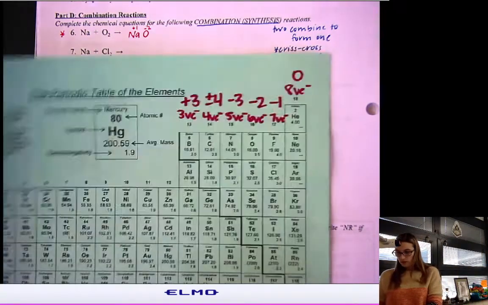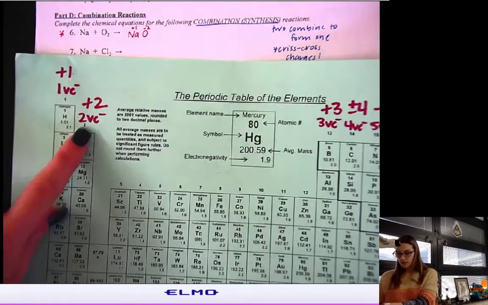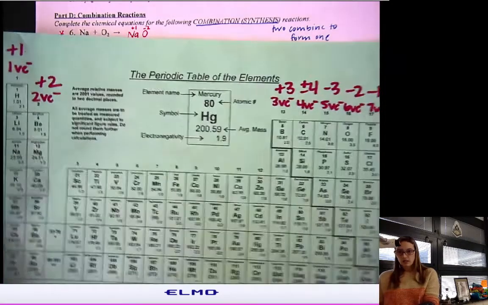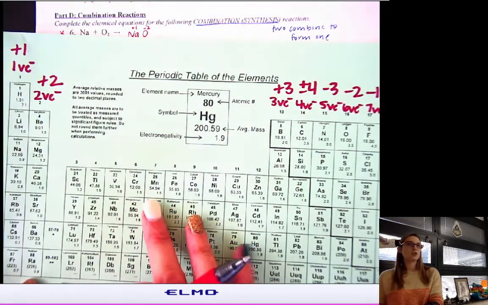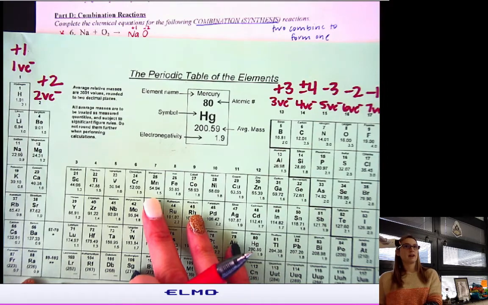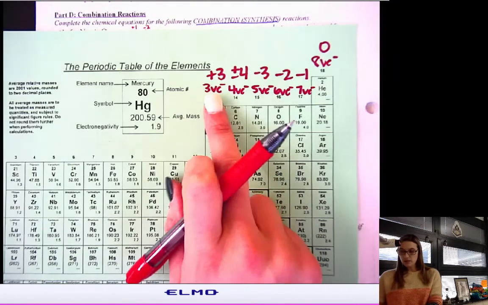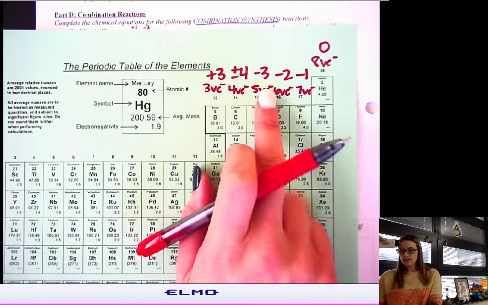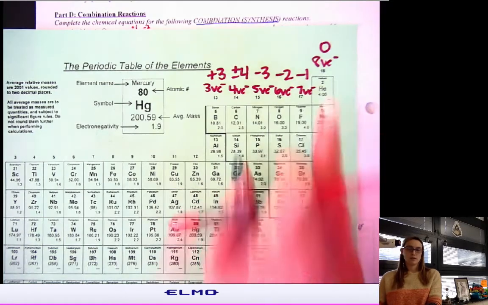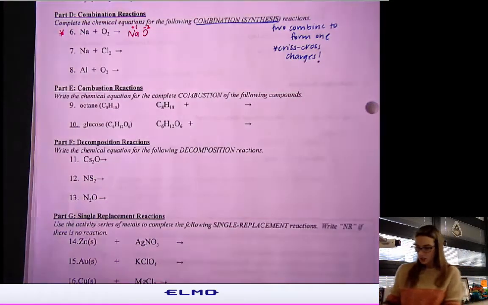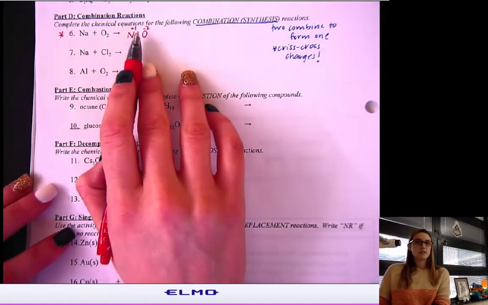So it goes, right, +1, +2. We skip the transition metals. Transition metals can have multiple charges. That's on your polyatomic ion sheet. +3, ±4, -3, -2, -1, 0. So now we wrote these charges up here. Crisscross them.